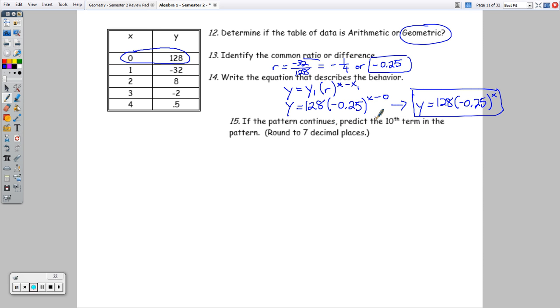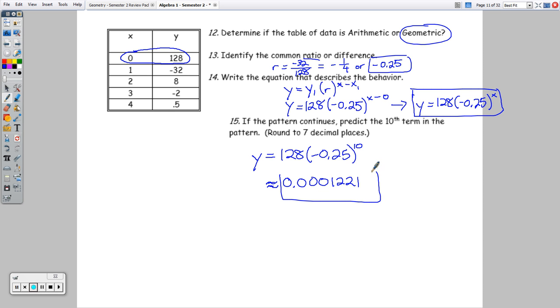And then 15, if the pattern continues, predict the 10th term in the pattern. And this is asking you to round to 7 decimal places. So the 10th term in the pattern, you'd have 128 and then negative 0.25 to the 10th power there. We're going to say that's the 10th term. And if you put that into a calculator, it looks like you'll get about this. So 0.000, approximately there, and then 1221. If you round that to 7 decimal places, that's what you should get there.